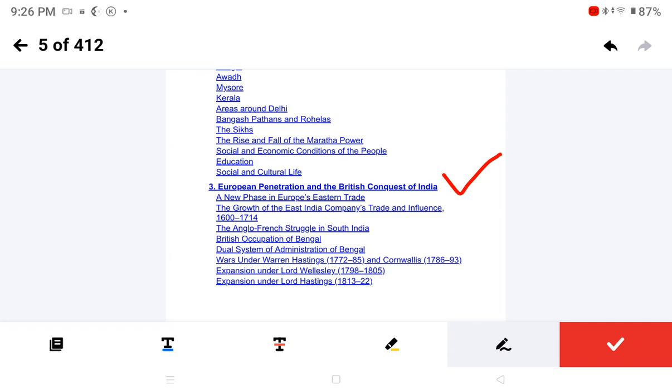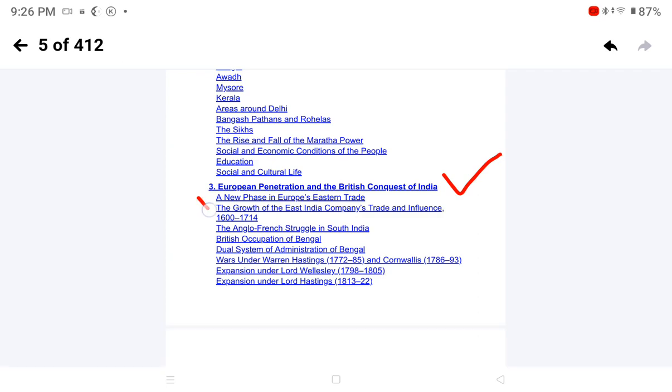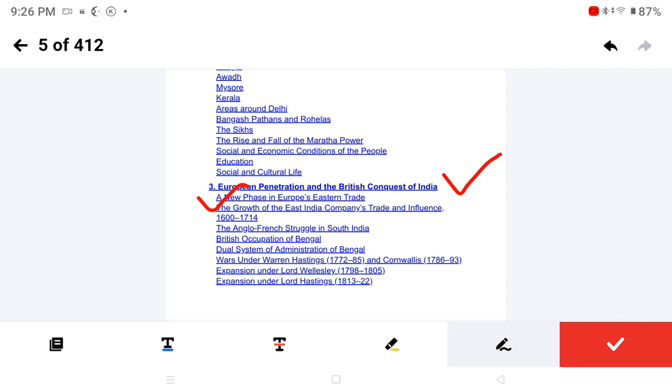The first part of this chapter is a new phase in European Eastern trade. The second part is the growth of the East India Company's trade and influence, 1600 to 1714. The third part is the Anglo-French struggle in South India. The fourth part is British occupation of Bengal. Then the dual system of administration of Bengal and wars under Warren Hastings, 1772 to 85, and Cornwallis. Then expansion under Lord Wellesley and expansion under Lord Hastings.